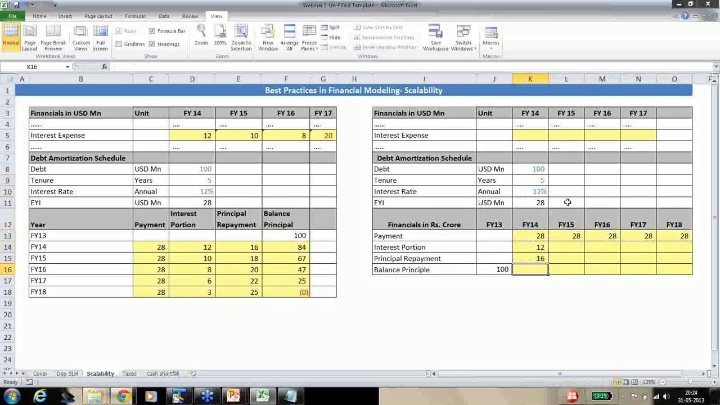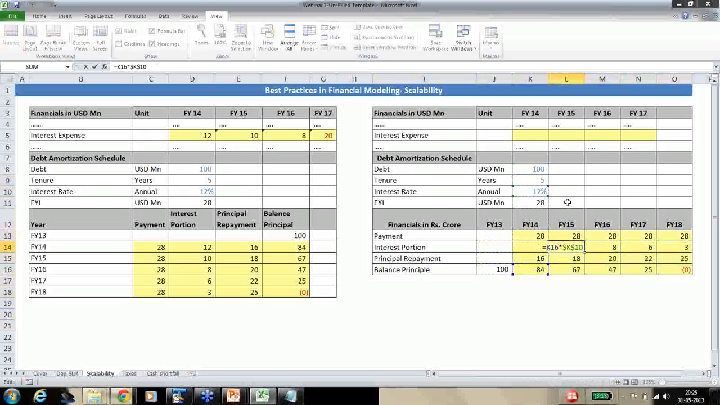So now, what's my balance principal? Out of 100, I already paid a principal of 16, so my principal remaining is 84. So I took a loan of 100, I paid back 28, but out of 28, 12 was my interest, so 16 was my principal. After the first payment, the principal is 84. And what's my next interest? My next interest would be essentially this into this. So if I simply copy paste it, that is my new interest payment.